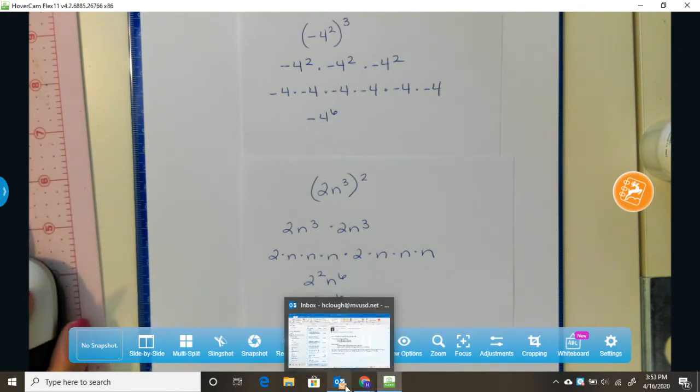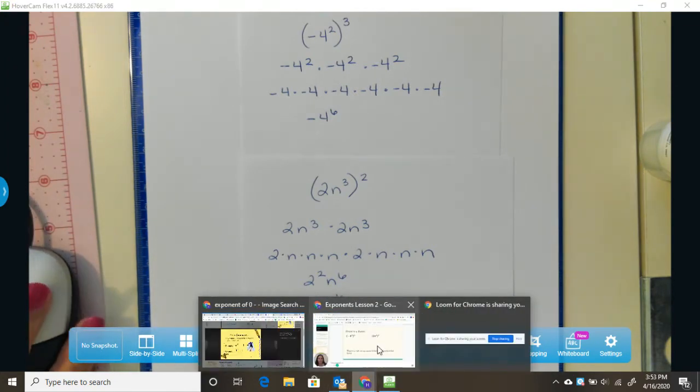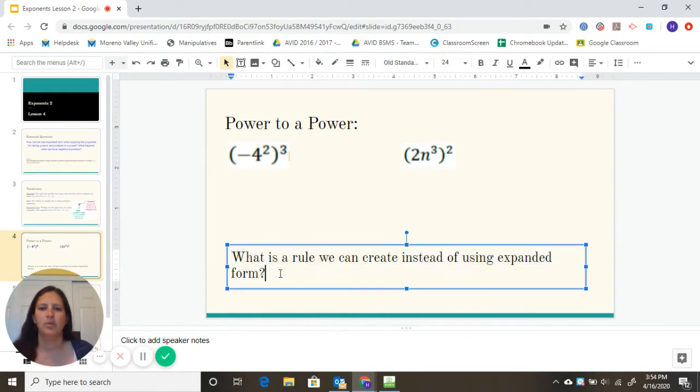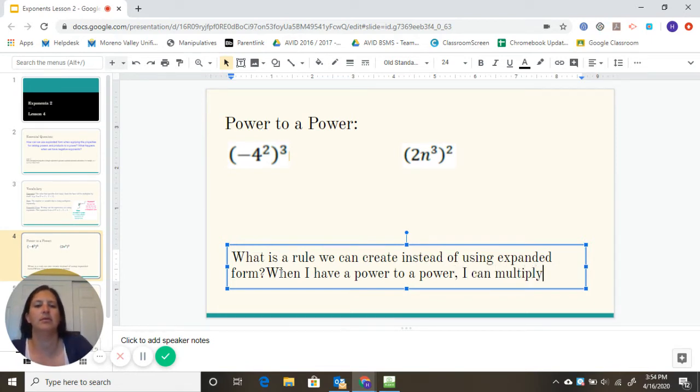So let's go back over here. And I'm going to write my rule. What is the rule we can create, instead of using expanded form? When I have a power to a power, meaning I have two exponents right next to each other, I can multiply. So that just helps me to simplify, right? All right, let's look at what we have next.